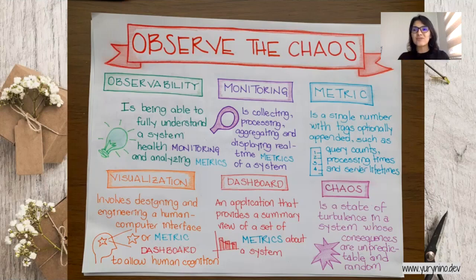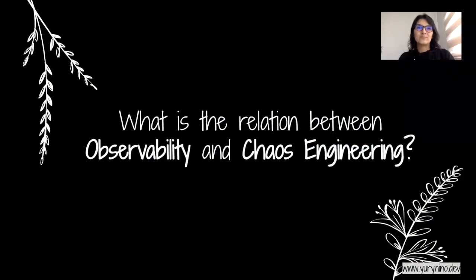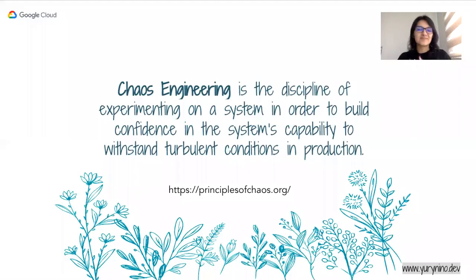And finally, I would like to introduce a new concept here, chaos. Remember, this talk is about observability, but it is about chaos engineering also. Chaos is a state of turbulence in a system whose consequences are unpredictable and random. So what is the relation between observability and chaos engineering? According to the website Principles of Chaos, which contains a manifesto, chaos engineering is the discipline of experimenting on a system in order to build confidence in the system's capability to face turbulent conditions in production.